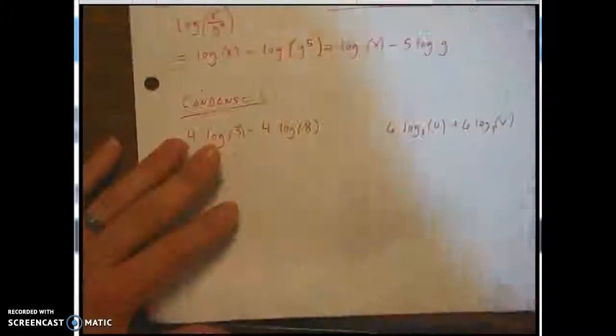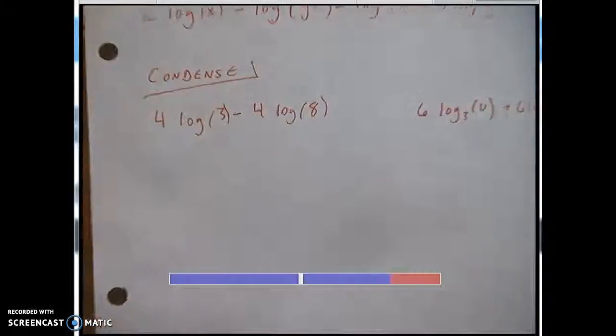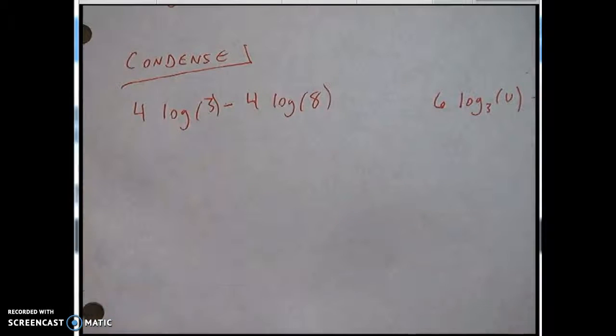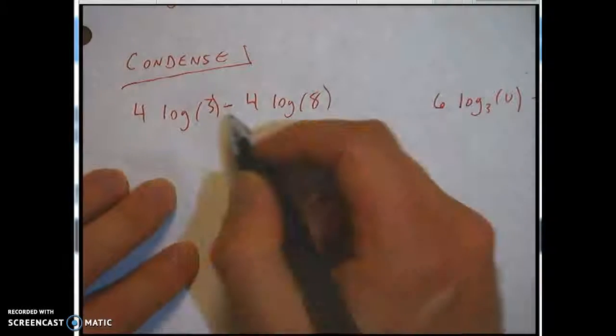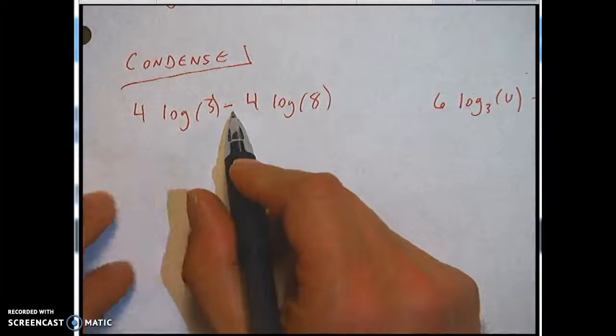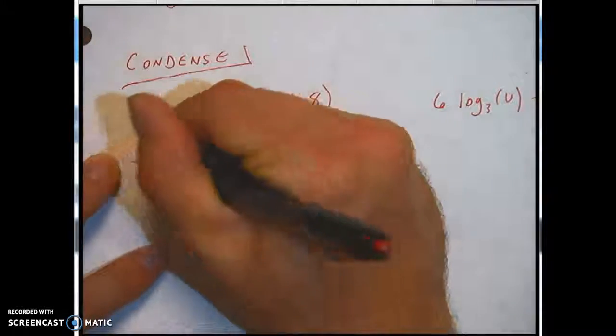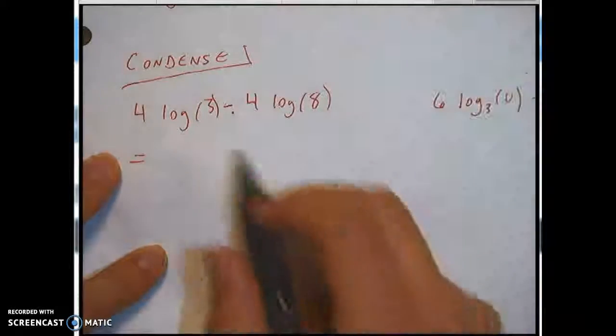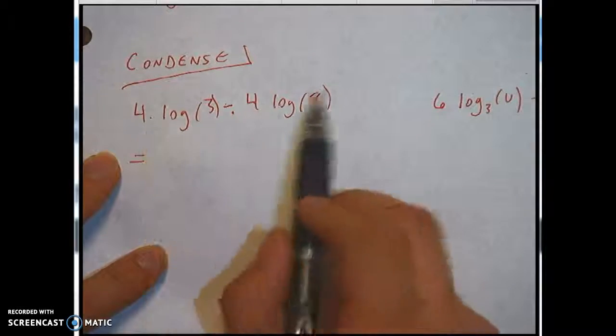Let's go the other way now. Let's talk about condensing from multiple logarithms into 1. The first thing we ought to do is recognize that this minus sign is going to become division. So I can rewrite this into one logarithm after I take care of these 4's.